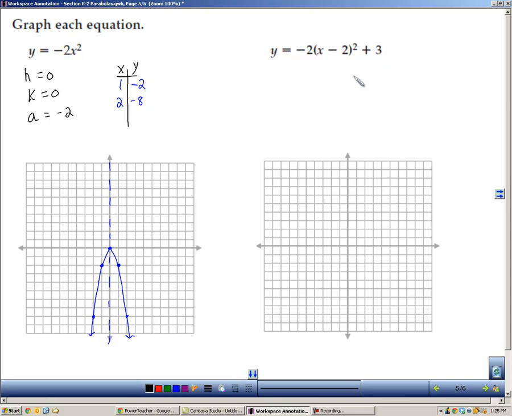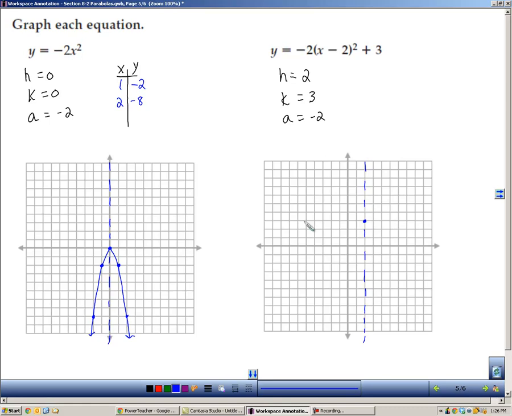In this example, you see it's in standard form. So I can tell that my h is going to be a 2, because the h is right there, and the k is the number back here, so that's a 3, and my a is -2. So this is going to be the same parabola that I have over here. It's just going to be translated 2 units to the right and 3 units up. So (2, 3) is where my vertex is going to be. I know my axis of symmetry is going to go right through there.